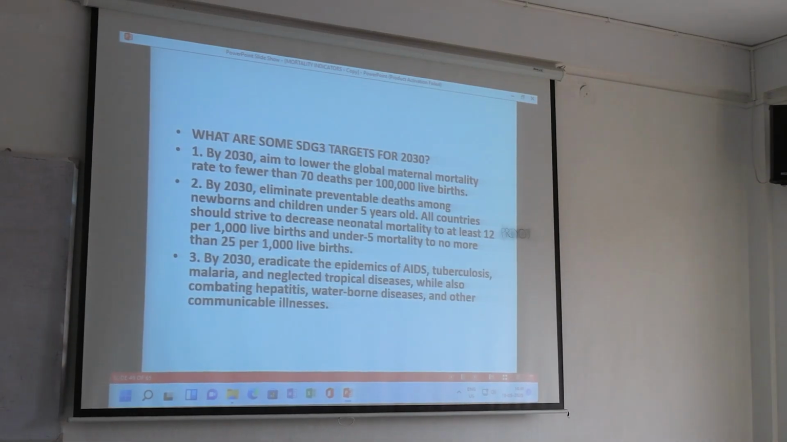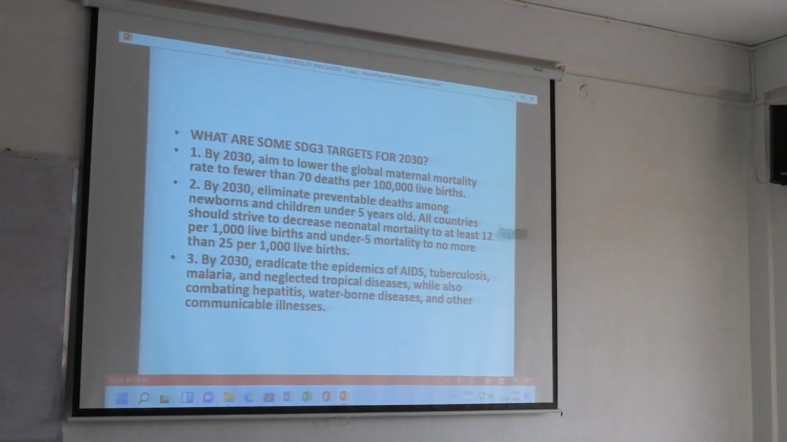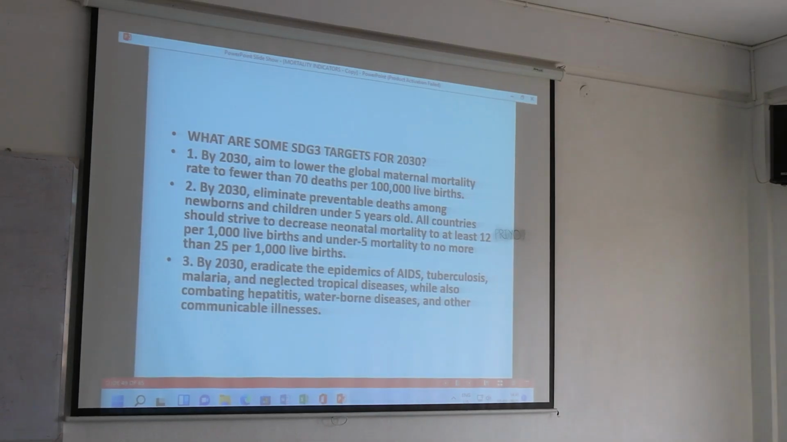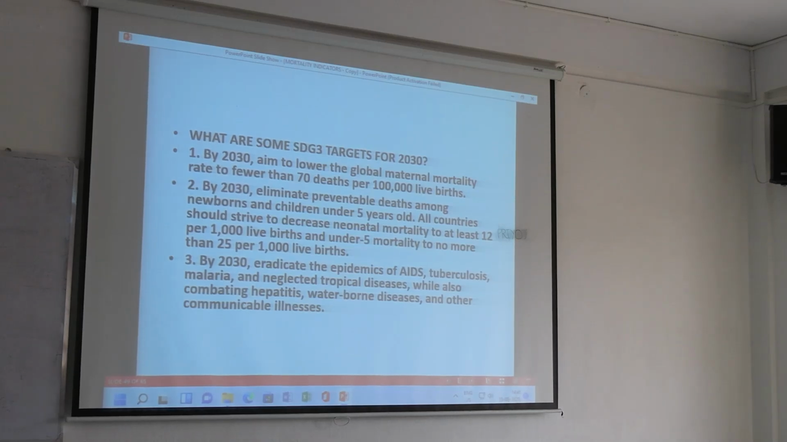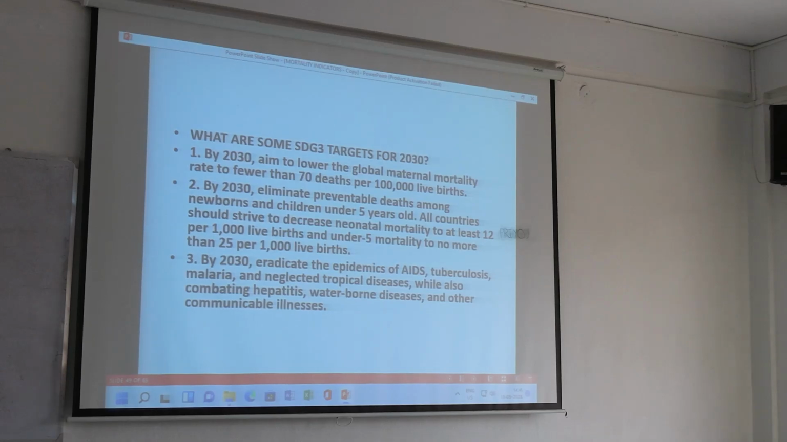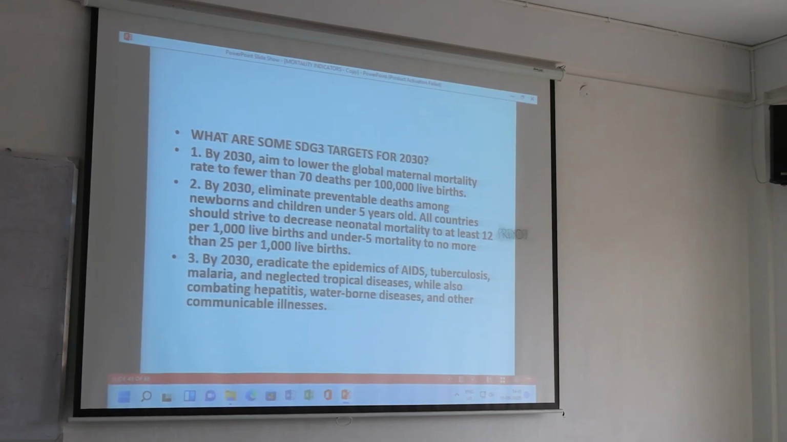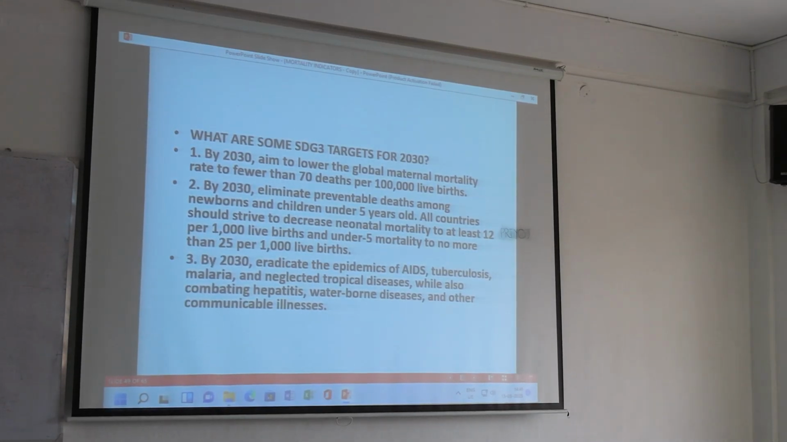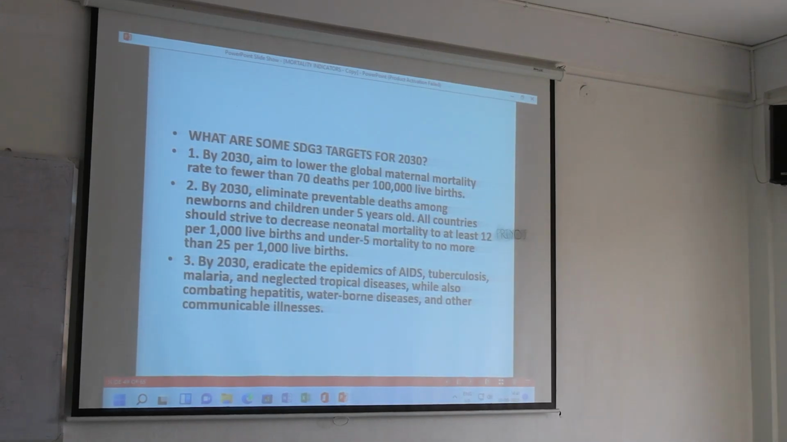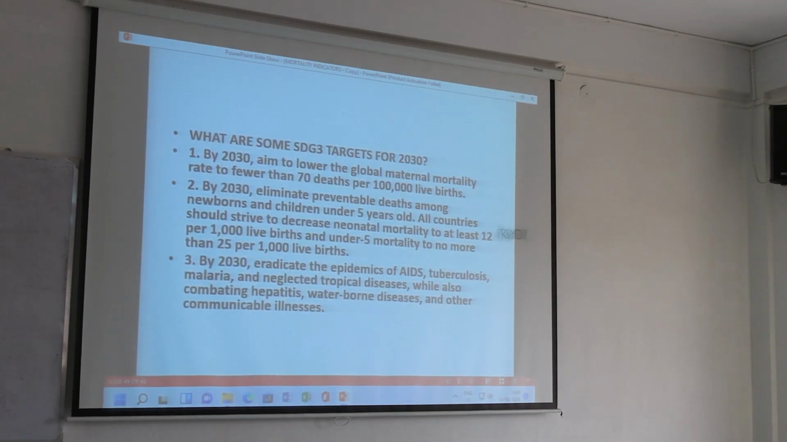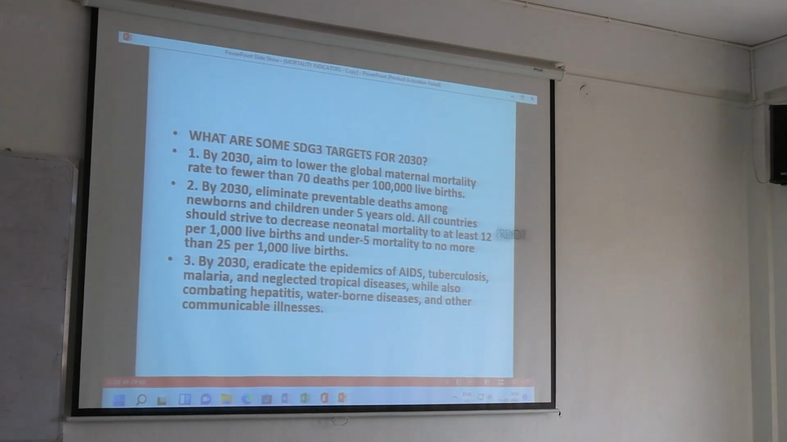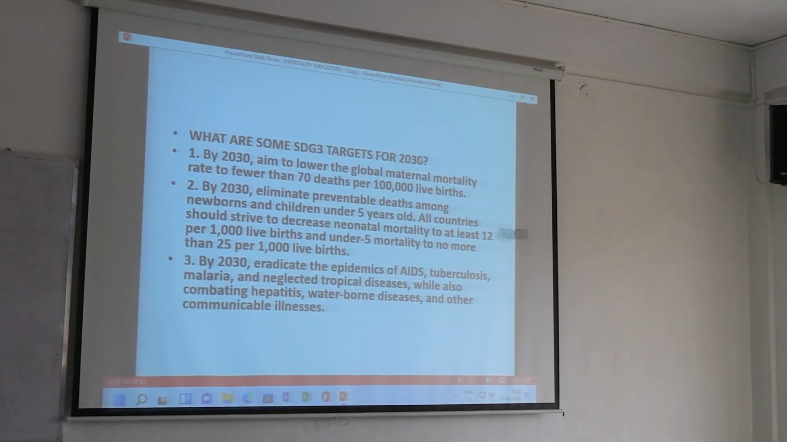Before the millennium, but then the UN said, let us make these sustainable development goals, which are more sustainable. By 2030, aim to lower the global maternal mortality rate to less than 70 deaths per 100,000 live births. Then by 2030, eliminate preventable deaths of children under 5 years. All countries should try to decrease neonatal mortality to at least 12 per 1,000 live births and under 5 mortality to no more than 25 per 1,000 live births. And by 2030, eradicate AIDS and tuberculosis.